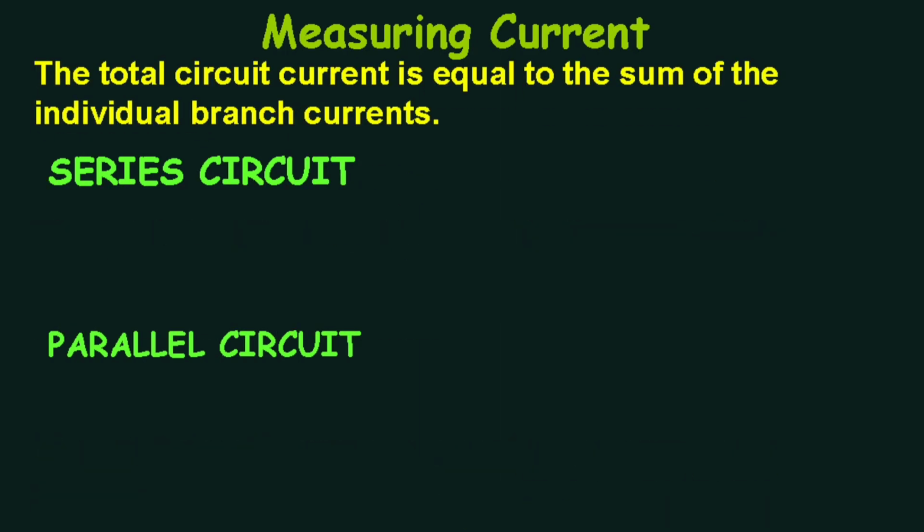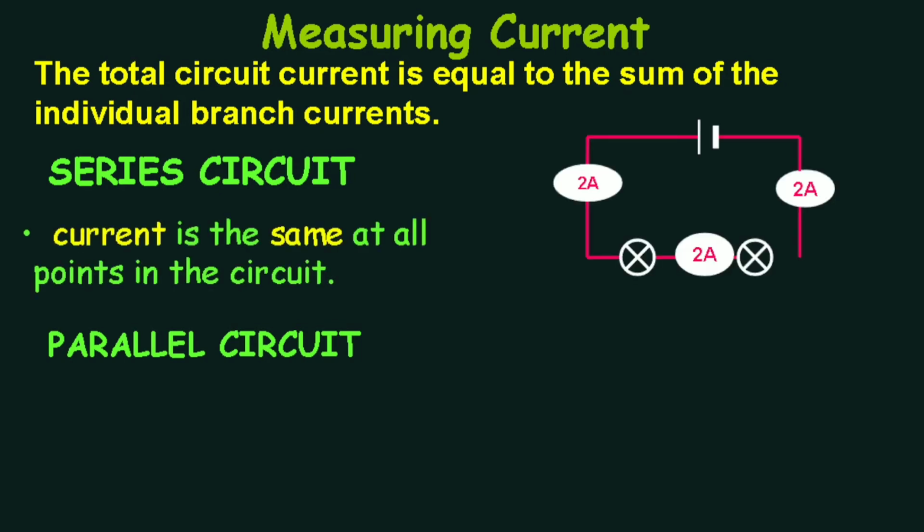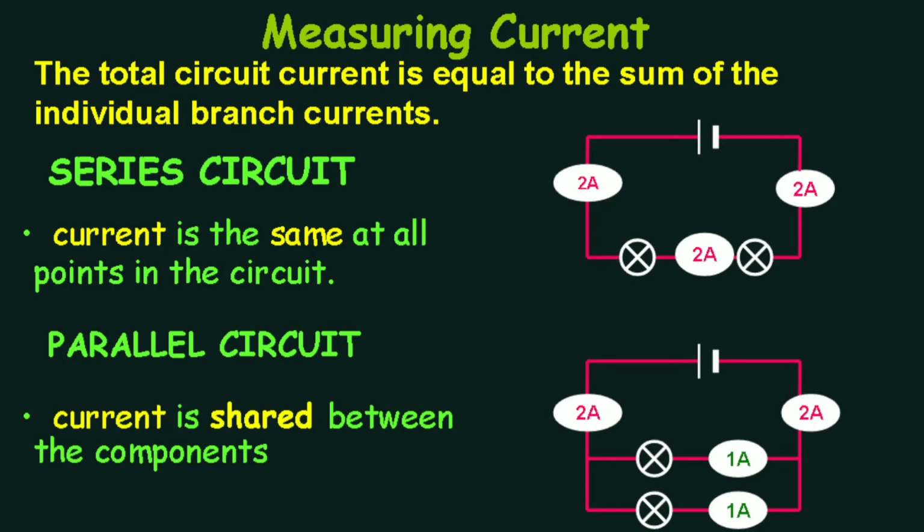Now, in measuring the current, the total circuit current is equal to the sum of the individual branch currents. In a series circuit, current is the same at all points in the circuit. As you can see in our example, all the parts of the circuit contain the 2 amperes of current. And for the parallel, current is shared between the components. Here in our example, the current flow is 2 amperes, but since we have 2 components that need to share the current, 2 amperes divided by 2 loads is equal to 1 ampere per load.